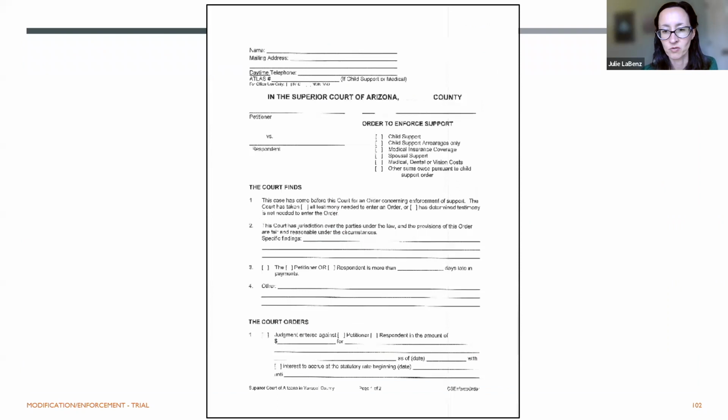Here's a proposed order enforcing support. So enforcement of child support, enforcement of child support arrearages, enforcement of medical insurance coverage, enforcement of spousal support, enforcement of medical, dental, or vision costs, and then enforcement of other sums owed pursuant to a child support order. So this is, again, I whited out Yavapai, and you could add in the name of your county here.